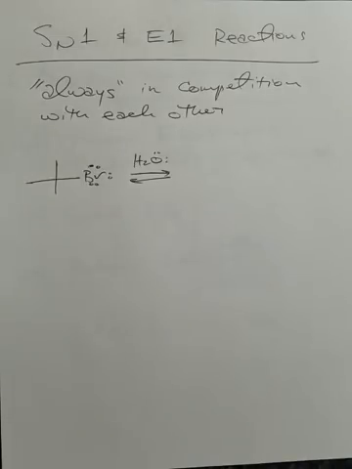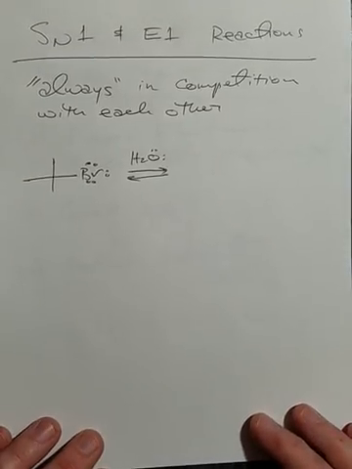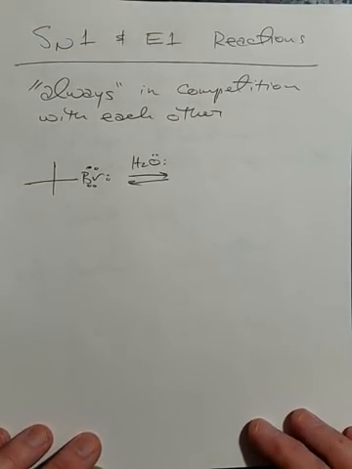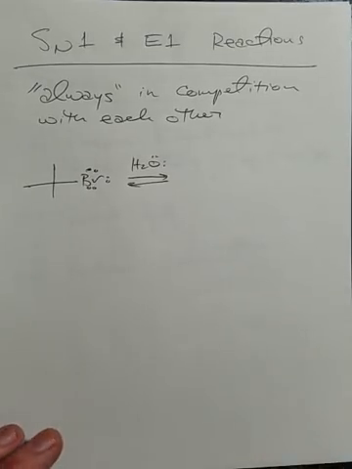We're going to review now SN1 and E1 reactions, and we review them together because they're always in competition with each other. So it's almost pointless to review them separately. When you find good reaction conditions for an SN1, you have also found good reaction conditions for an E1 and vice versa. So how do these reactions occur?